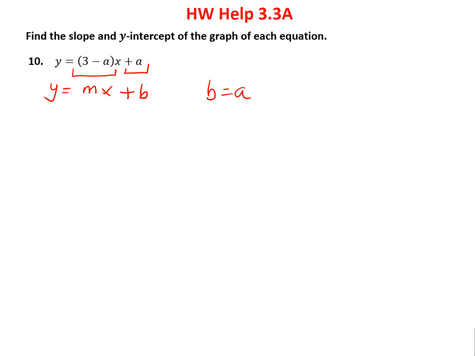And m, what's being multiplied? M, you see, is 3 minus a. It's the number being multiplied by x. So you don't have to do anything but kind of look at it. What's the number being multiplied by x? That's the slope. What's being added? That's the y-intercept.